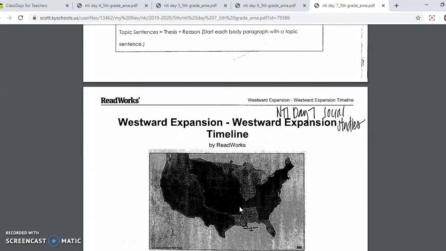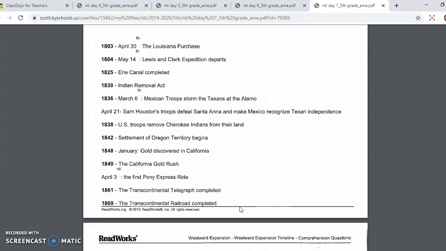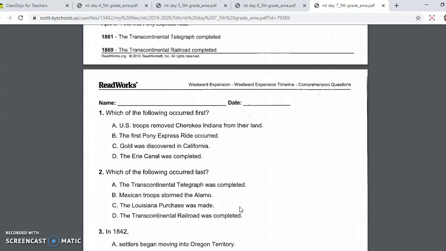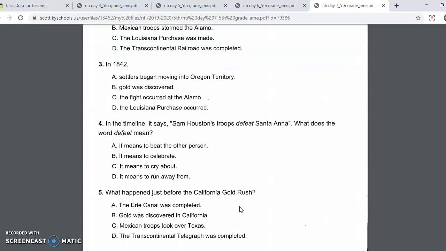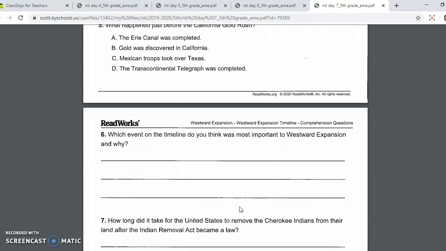Social studies, you'll be reading about the westward expansion. There's a timeline there for you. And then you're answering the questions about the timeline. That's a very important skill to have.